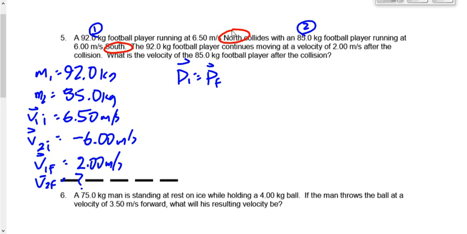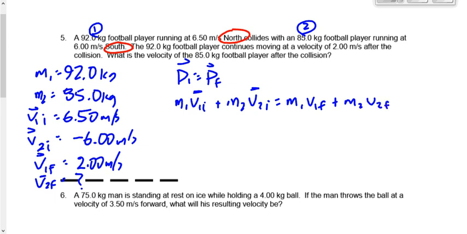How many objects do we have before the collision takes place? Right, so we're going to have two terms, M1 V1I plus M2 V2I. Hunter, how many objects do we got after the collision takes place? 2. So let's have two terms again. M1 V1F plus M2 V2 final.